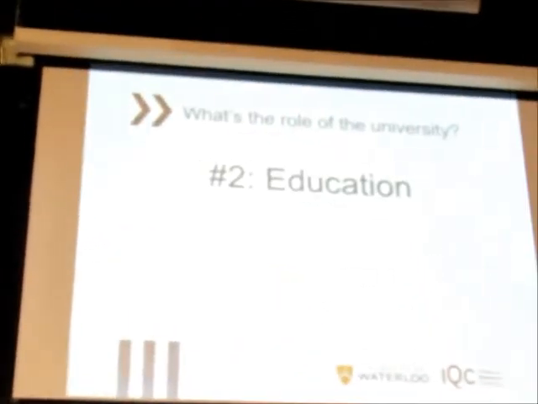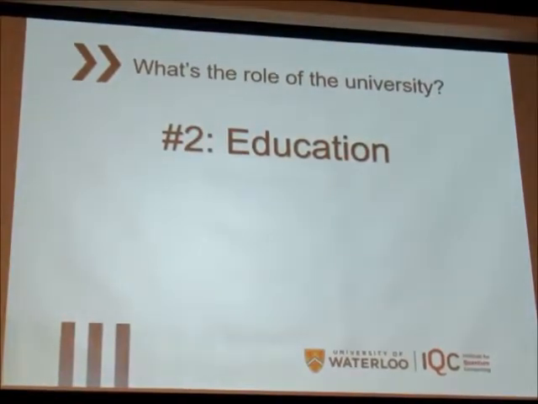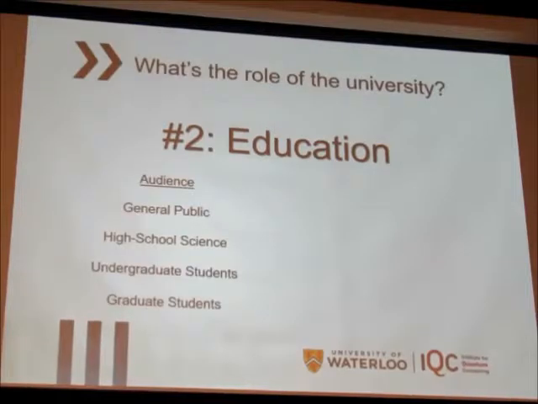The second, kind of obvious use of a university system is education. And that's mostly what I do, thinking about how we're going to educate people about quantum physics and about quantum information science. To talk about education, I think about four specific audiences: the general public, high school students, undergraduate students, and graduate students. And there's a different thing that we want to impart to each of these groups.